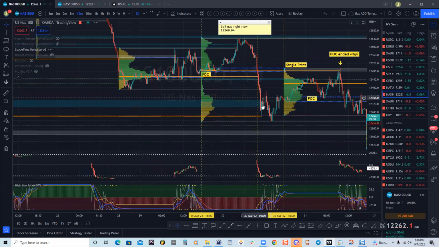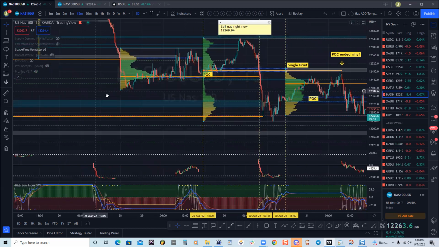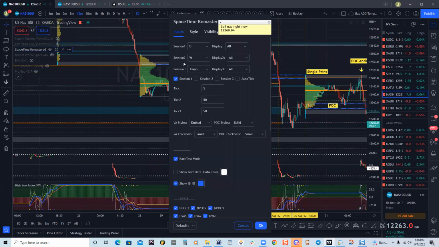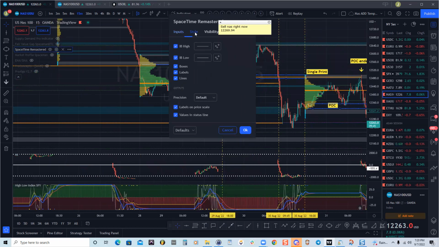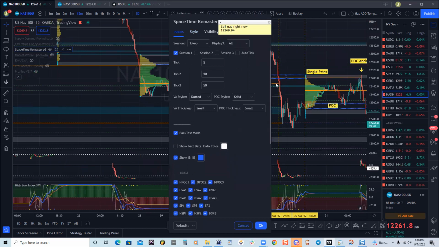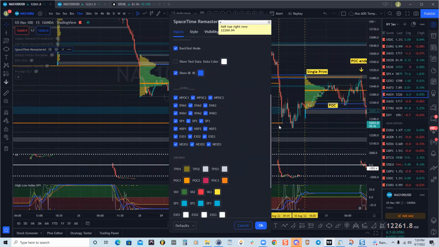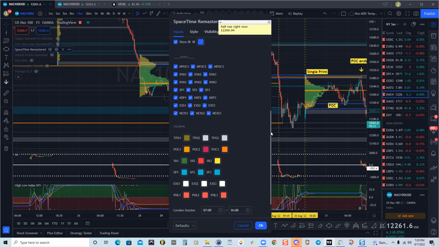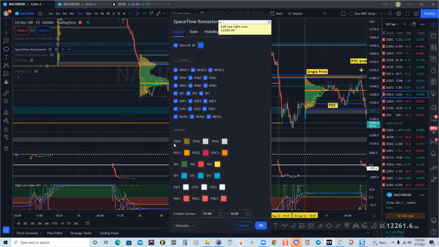If you go to the stop right here, and if you go to that settings, I think that blue color means something. Style. I don't know what an SP1 is. I have to figure out what that is. I thought it was TPO single print 1, 2, and 3.